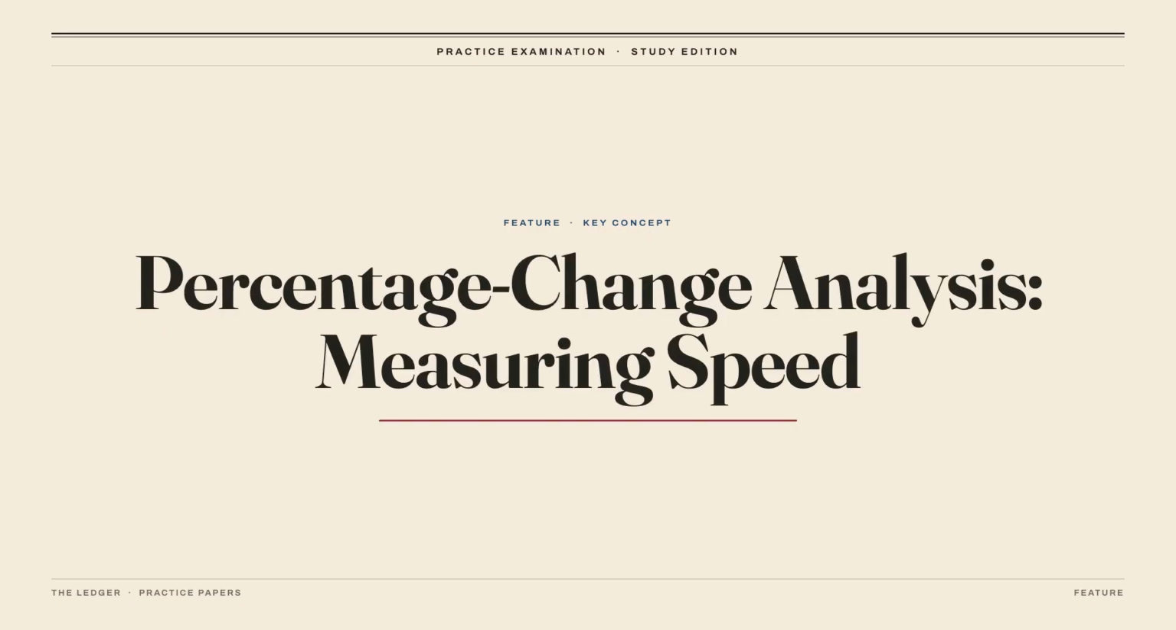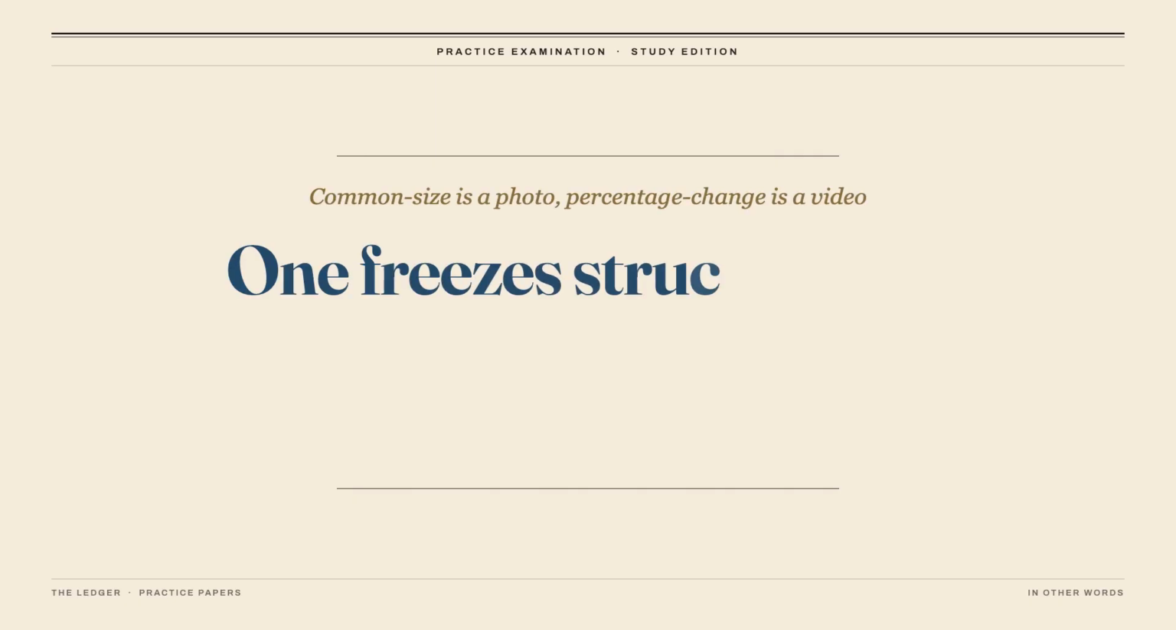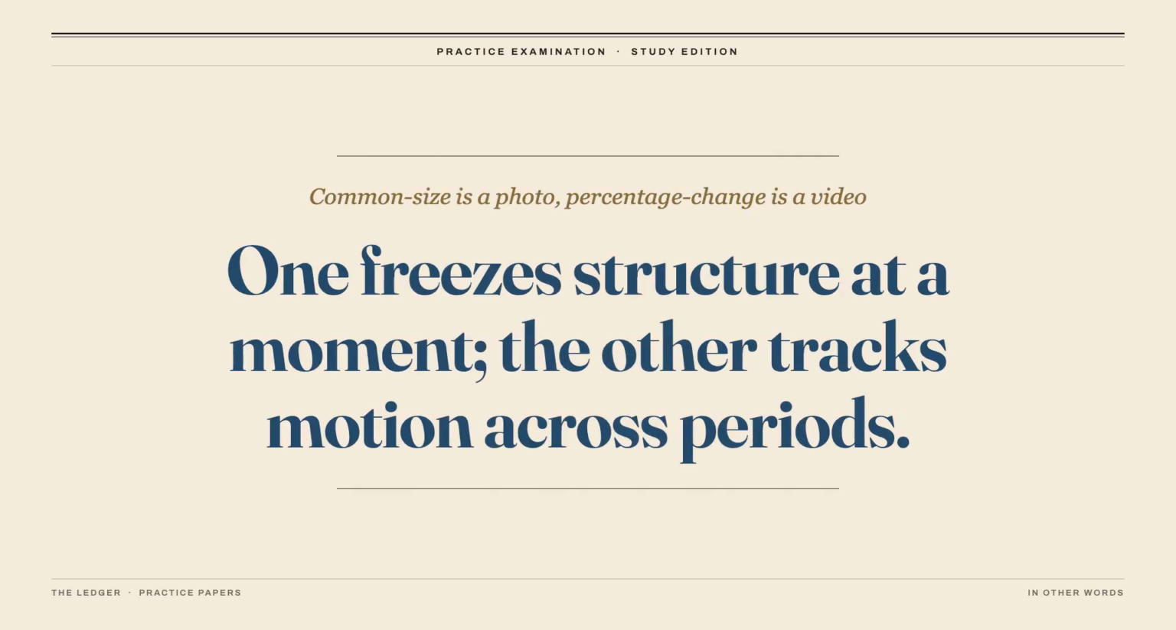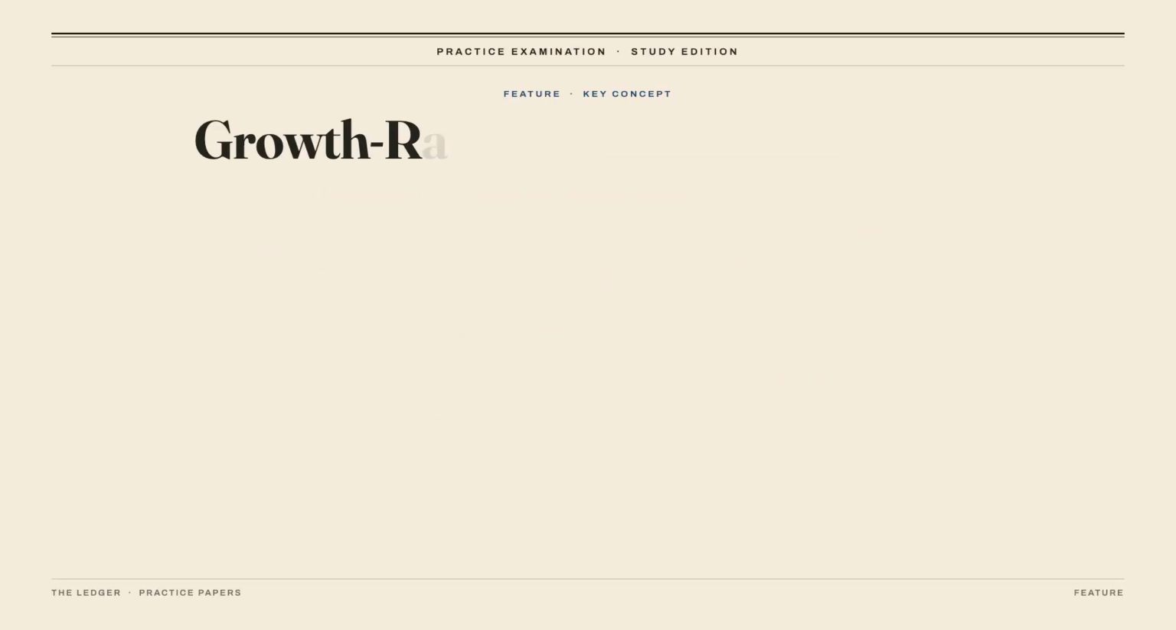When inventory climbs far faster than sales, something is usually wrong, and that kind of problem shows up in growth rates long before it hits the margins. Percentage change analysis is the tool built to catch it. A percentage change statement restates each line as its rate of change from one period to the next. Where common size analysis freezes a single period to show structure, percentage change analysis spans periods to show momentum.